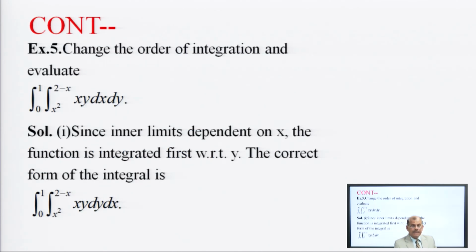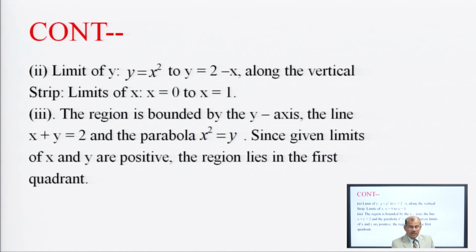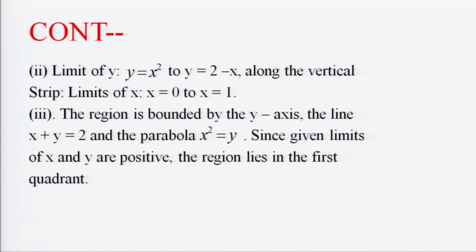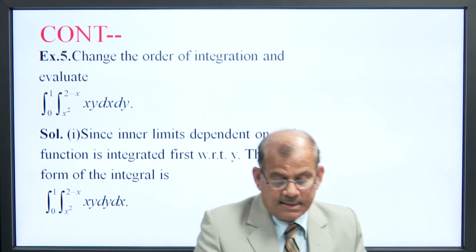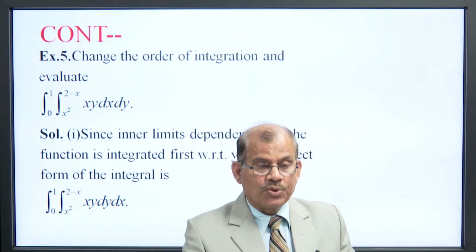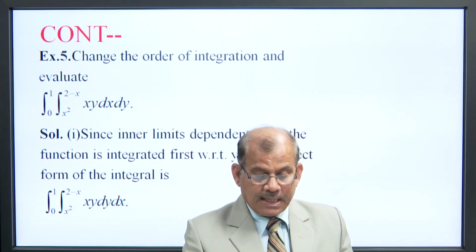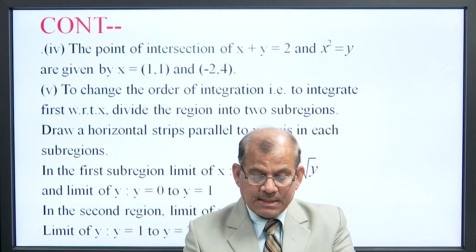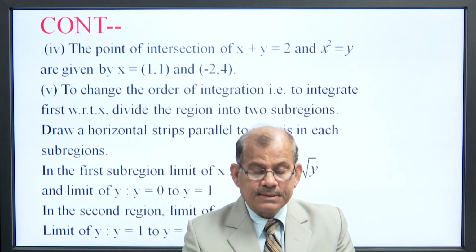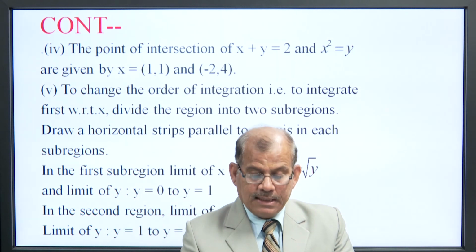Change the order of integration and evaluate this integral, where y has variable limit. Since y has variable limit, it is the limit of x, which means we have to draw a parallel strip parallel to the axis of x, and we get the points of intersection: x is equal to 1 point and minus 2 point.